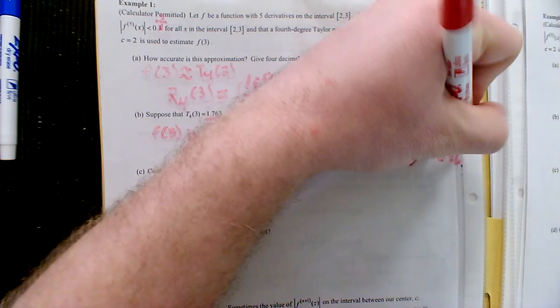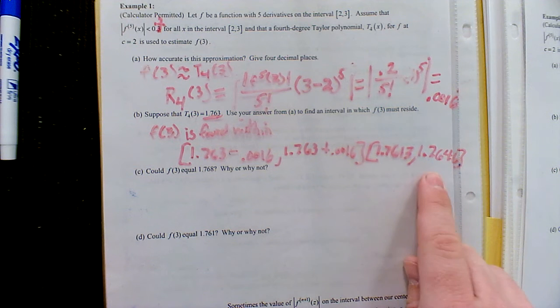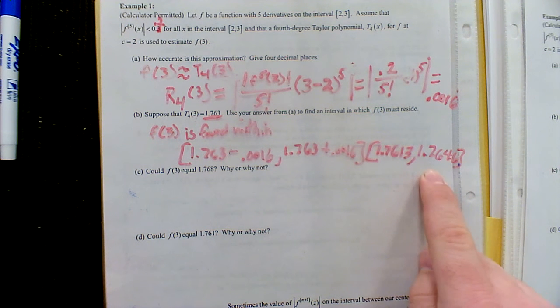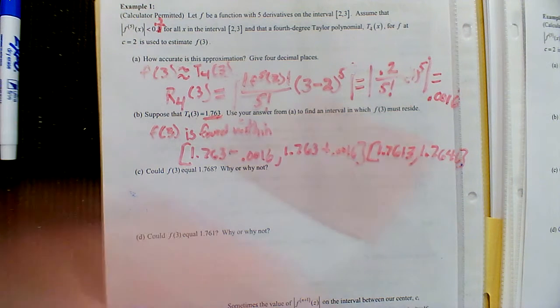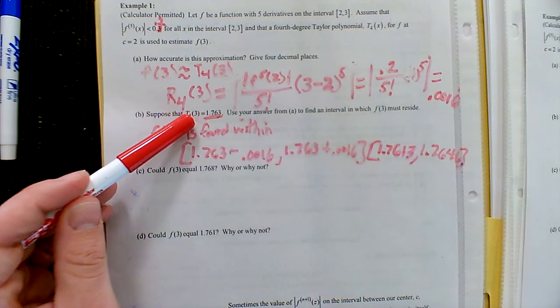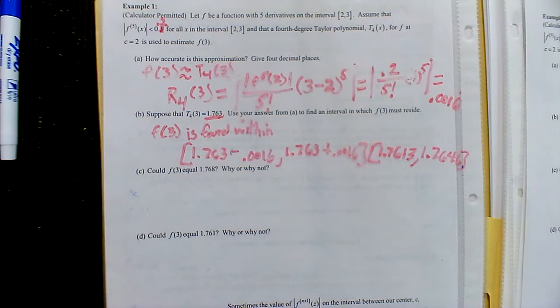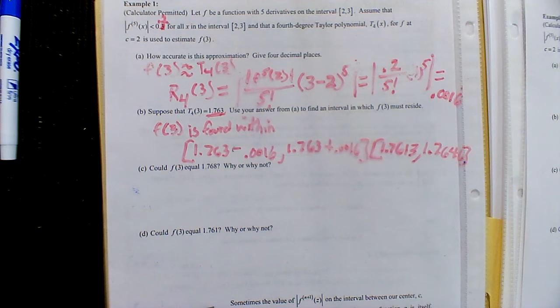So this new bound is 1.7613 and 1.7646. So again, I know that's hard to read. 1.7613, 1.7646. So we know because of that upper bound they supplied us with, this was the maximum error we could have. So we know for certain that f of 3 has to be within that interval. This is our approximation, 1.763, but the actual one is within that interval. That's all they're asking for part B.